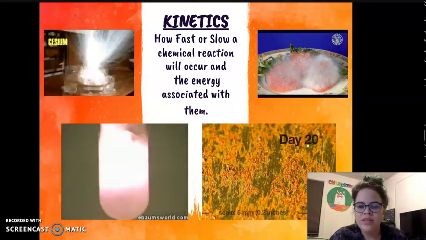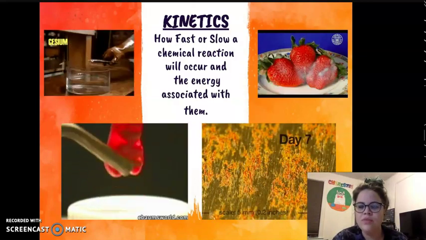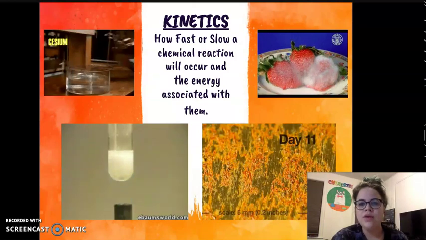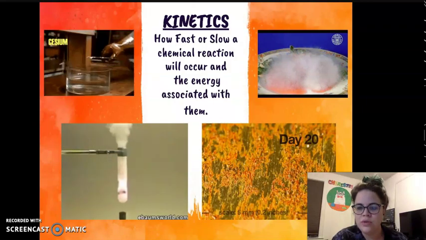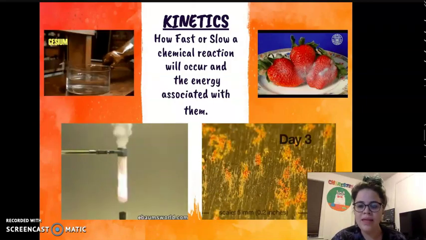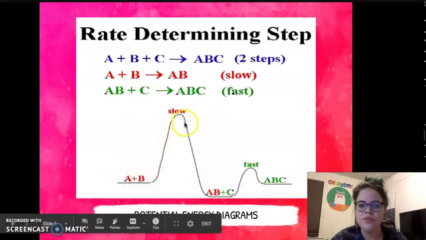So hopefully you can see here, and hopefully through your experience in day-to-day life, you know that there are some reactions that go fast, some that go slow, and that's kind of the bulk of what we'll be learning about in this unit. One of the main things we'll be doing is talking about what are called potential energy diagrams, which are these little curved graphs.